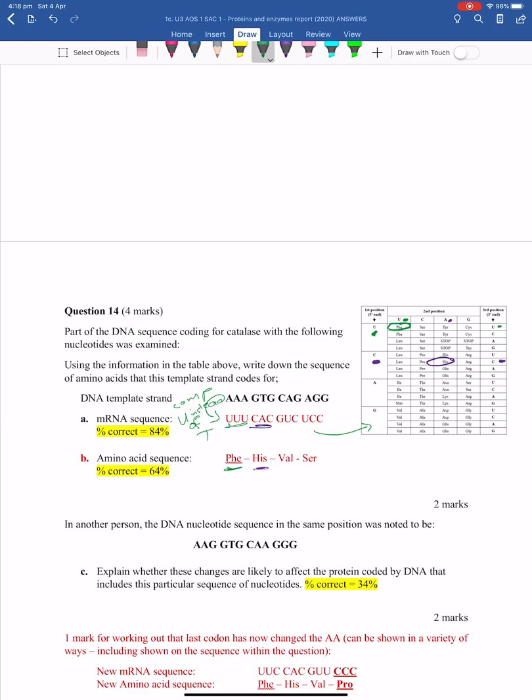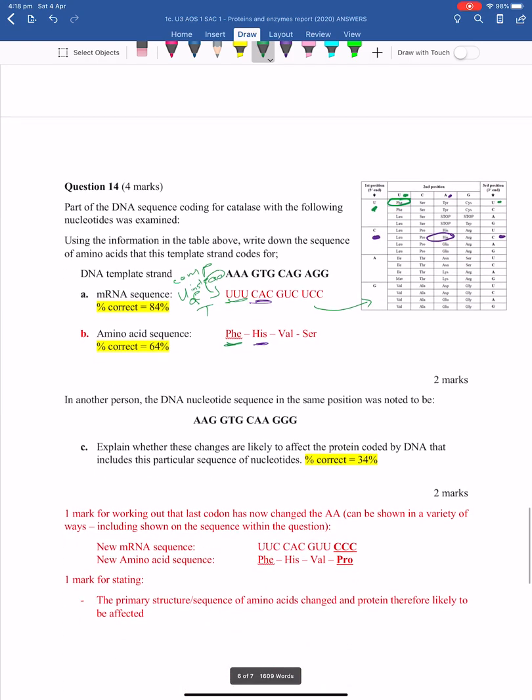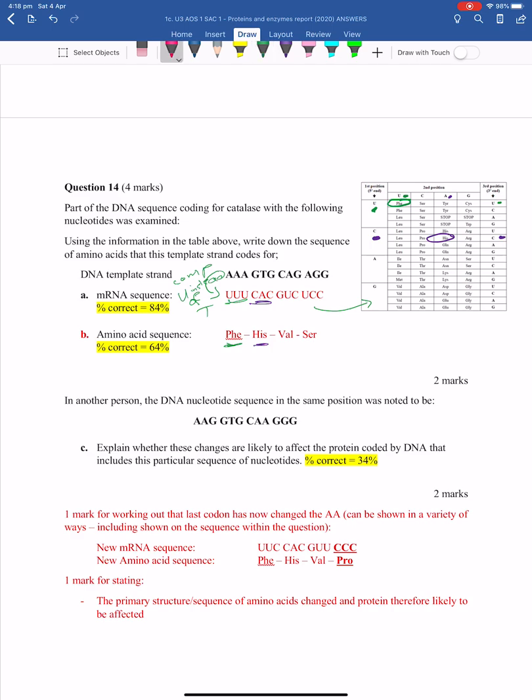Okay. So just moving on to the next question, because I want to spend a little bit of time here, we can see that if AAA mutated and became AAG, its codon would then be UUC. This one's going to be CAC still. This one here is going to be U. And the last one is going to be CCC. So this one here was very poorly answered, but it was meant to be. It was quite a tricky question. So you can see here is your new mRNA sequence.